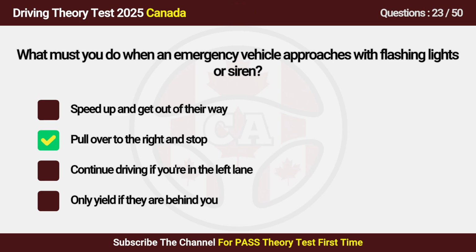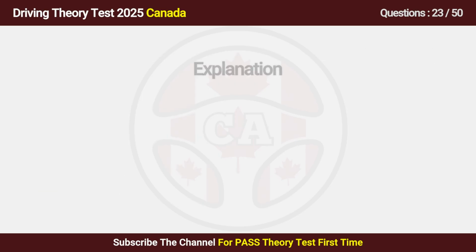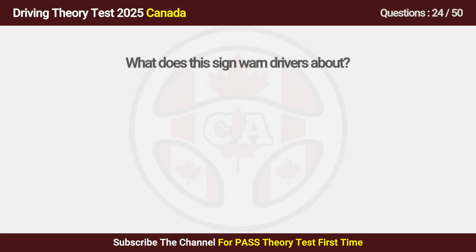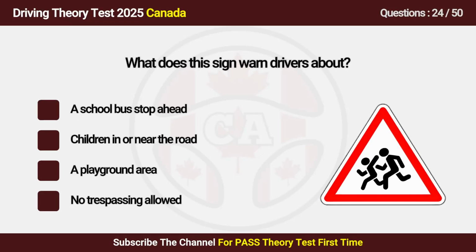Answer is B. Pull over to the right and stop. You must immediately pull over to the nearest curb or edge of the roadway and stop, allowing emergency vehicles, ambulance, fire, police to pass safely. Question 24. What does this sign warn drivers about?